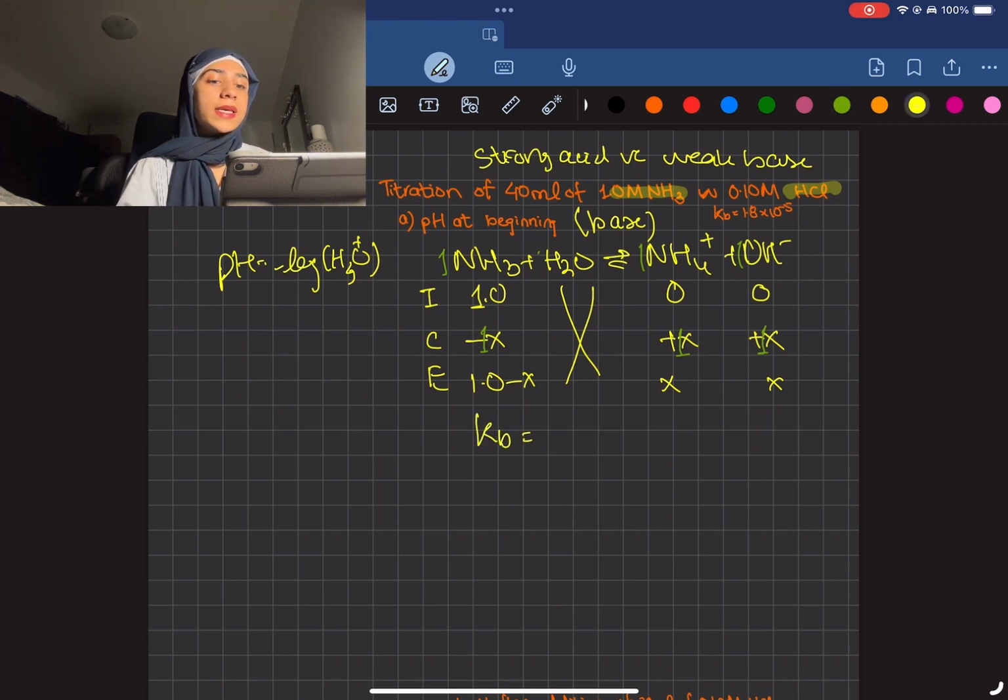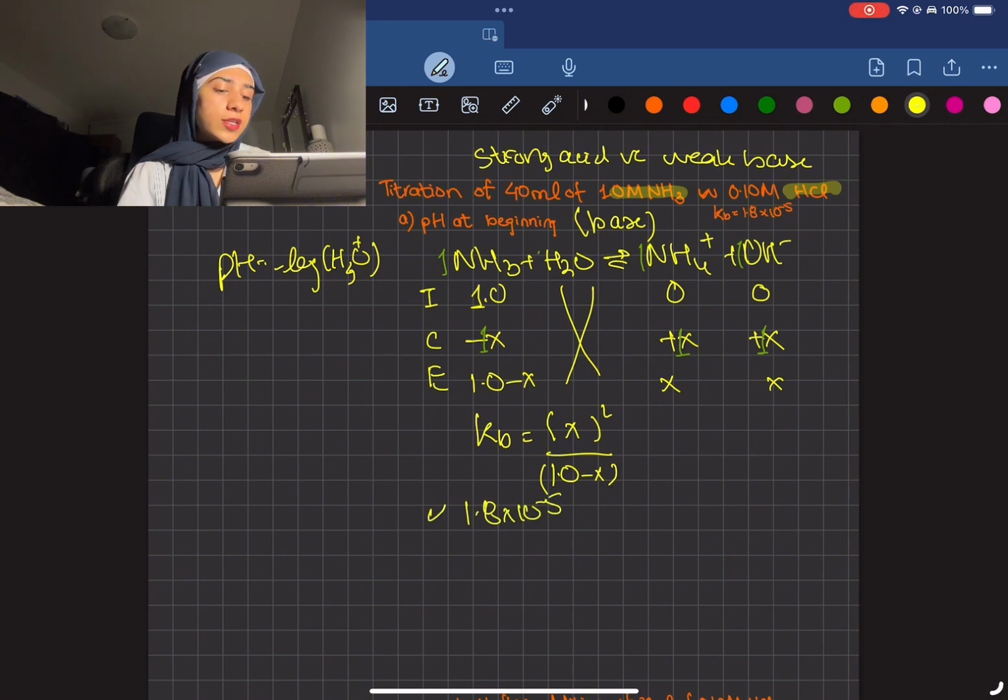Now why am I plugging in my Kb here? Why am I not talking about Ka? Well, that's because I'm producing OH negative. That's why I know that I need to plug in my Kb here. Minus x. Now because the value for Kb is given to us, I'll plug that in.